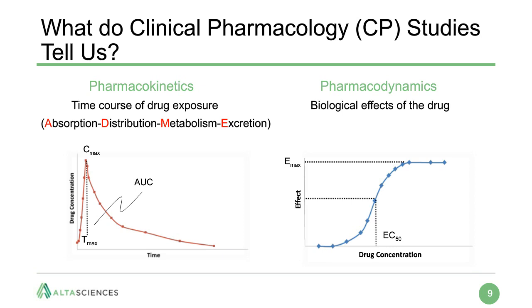The Emax is the maximal effect of some biological response to the drug, and the EC50 is the drug concentration at which half of the maximum effect is achieved. Now, both of these parameters tell us information about the potency and efficacy of a drug.